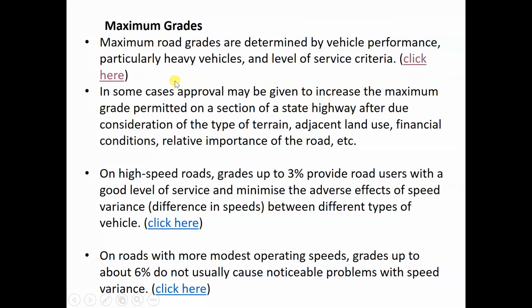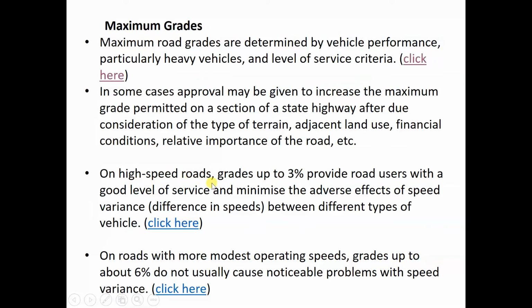Okay, if you are going to build new roads, in some cases approval may be given to increase the maximum grade permitted on a section of state highway after due consideration of the types of terrain, adjacent land use, financial condition, and relative importance of the road. If you design a new road, whether it's urban or rural, and your road is too steep, like the one we saw just now at 38%, that one's really exceptional. If it's steeper than 10%, you have to get approval from the roading authority, like in New Zealand, the NZTA or the district council or city council.